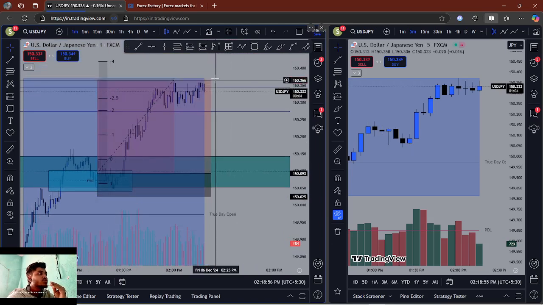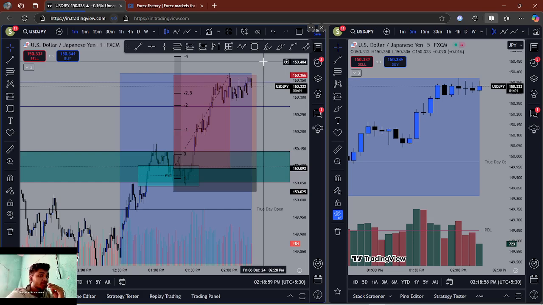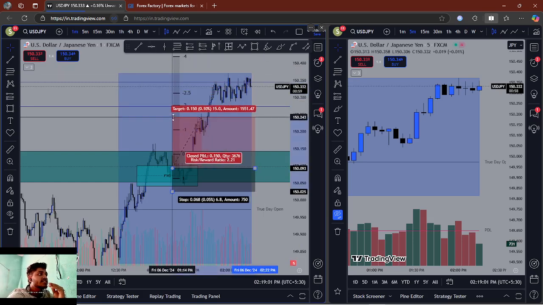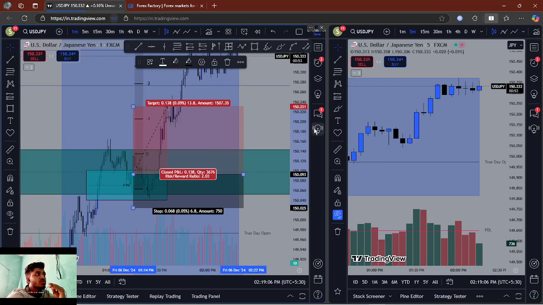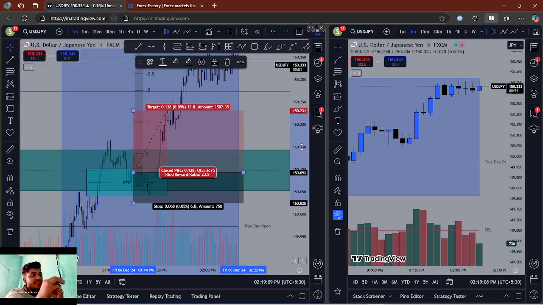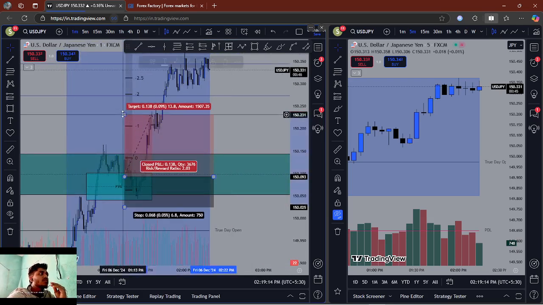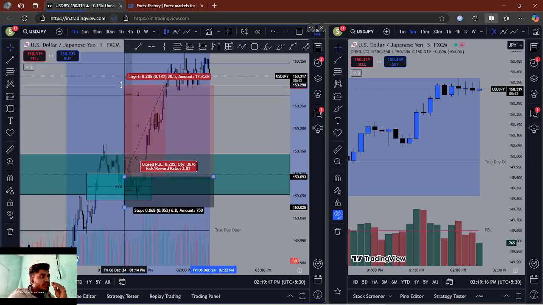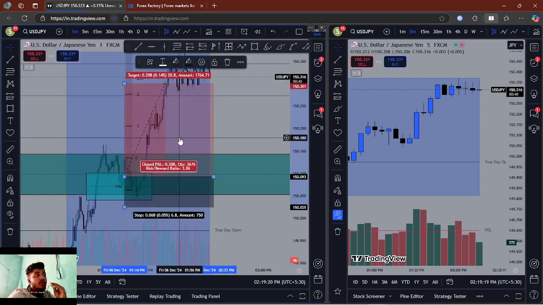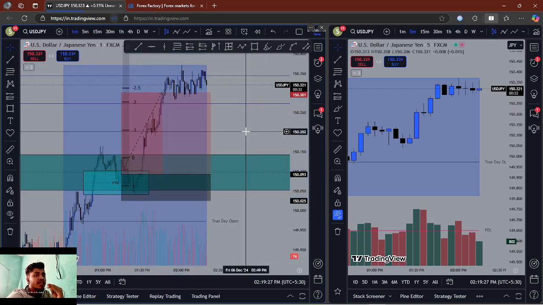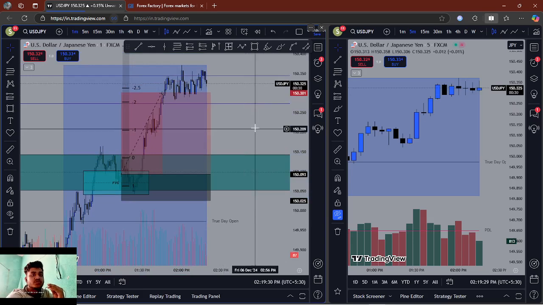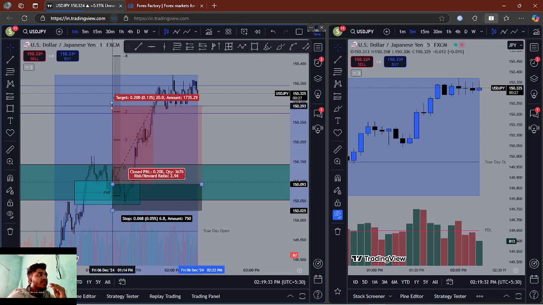As usual, the way I manage my trade, I wait for price to at least give me a 1 to 2. When the price went to the 1 to 2, I took out 50% of my position, and then I waited for it to go all the way to the 1 to 3. As it went to 1 to 2, I took out 50% and went break even. So if price takes me out after that, I make a 1 to 1. If it doesn't, then it gives me a 1 to 3.